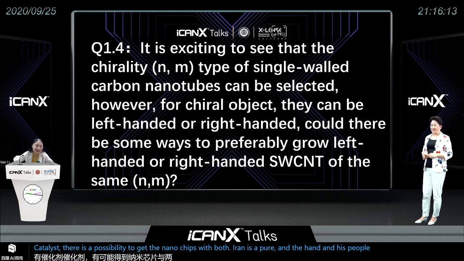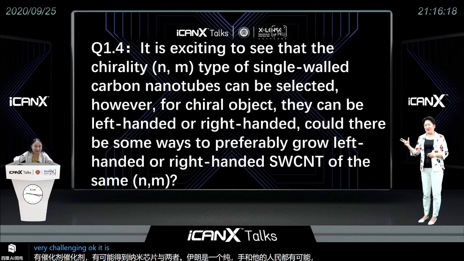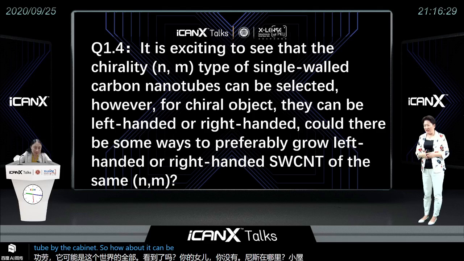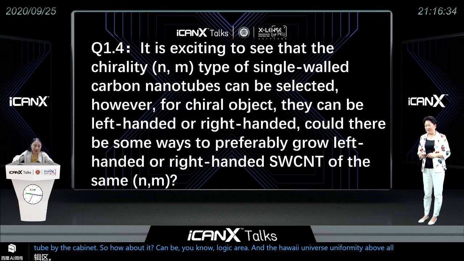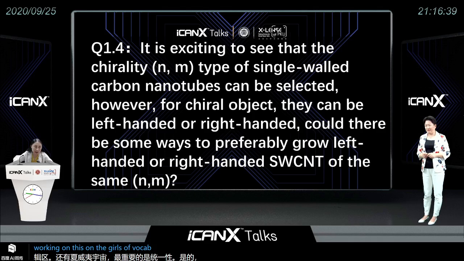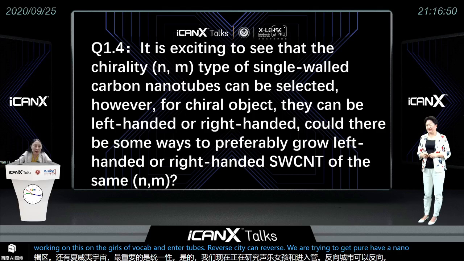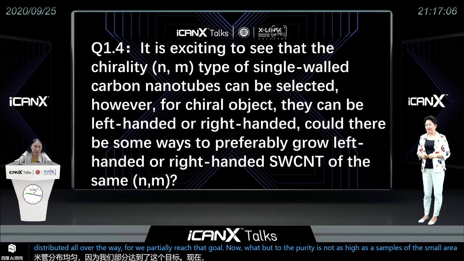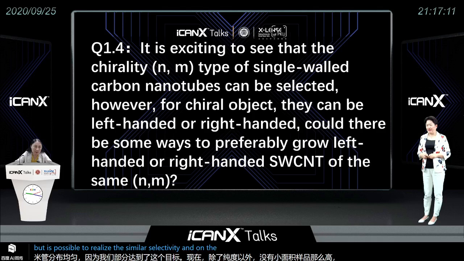Okay, yeah, it is. My question maybe is following this one. I see that you grow very nice carbon nanotubes by the catalyst. So how about large area, and how about uniformity? Yes. We are now working on the growth of carbon nanotubes on wafers, silicon wafers. We are trying to get chirality pure carbon nanotubes uniformly distributed all over the wafer. We partially reach that goal now, but the purity is not as high as the samples of small area, but it's possible to realize similar selectivity on this wafer size substrate.